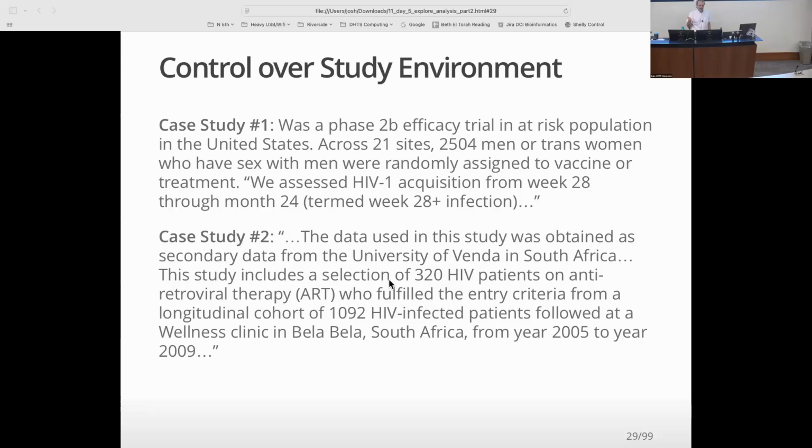Okay, so what about case study 2? Raise your hand or put it in the chat if you think case study 2 is experimental. And raise your hand or put it in the chat if you think that case study 2 is observational. Okay, good. There seems to be agreement that case study 2 is observational. So yes, case study 1 is experimental, right? They're giving people a vaccine or a placebo. In case study 2, they're just looking at data.